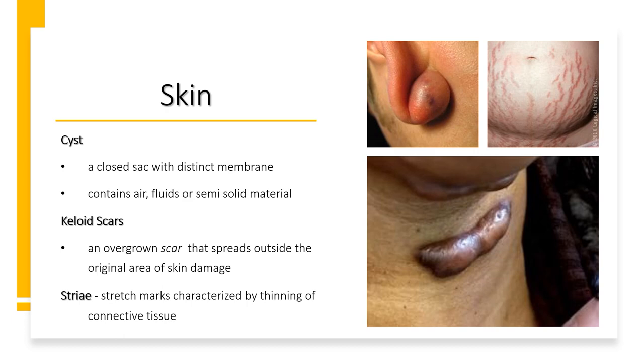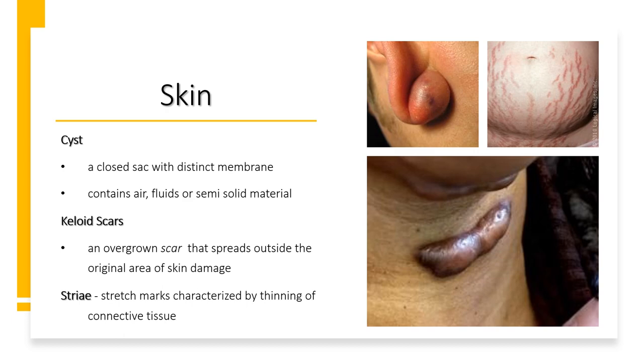Striae, or stretch marks, are characterized by the thinning of the connective tissue, and maybe the stroma is produced, with a linear or atrophic appearance on the skin. That's quite complicated, but it's stretch marks basically. When you put on weight very quickly, the skin stretches without the amount of elasticity and collagen to allow it to stretch, and it causes these silvery stroma or striae stretch marks in the skin. And when you lose weight again, they become very obvious.